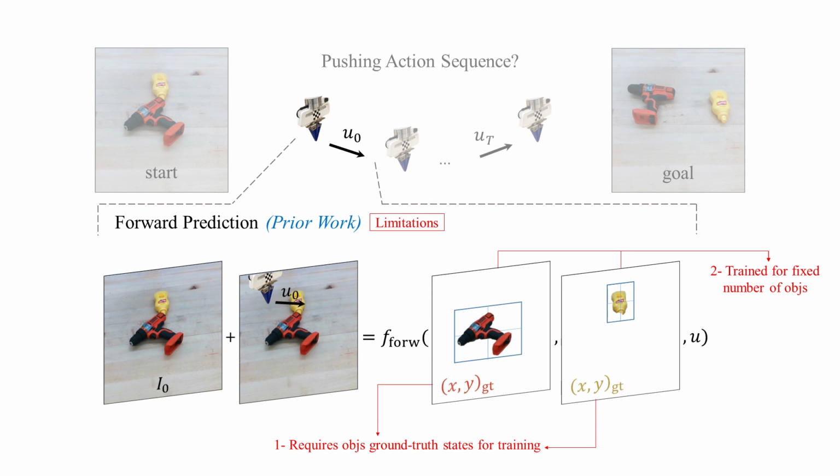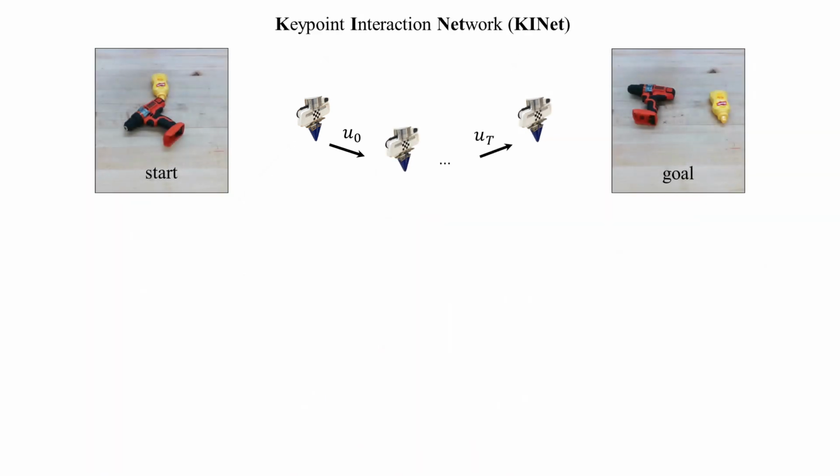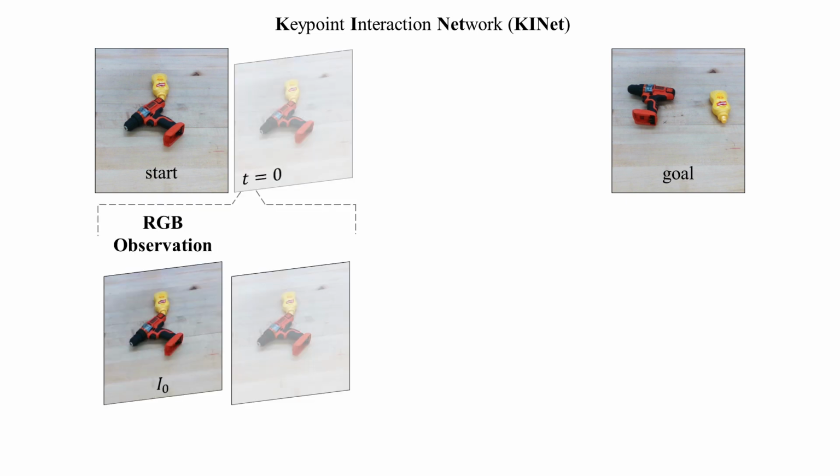To address the limitations of the existing approaches in forward modeling, we propose KINet, Keypoint Interaction Network. Our proposed framework performs unsupervised forward modeling using raw RGB images and does not rely on ground truth state information. In addition, our framework performs forward prediction in a lower dimensional keypoint space and therefore is generalizable to a variety of unseen circumstances.